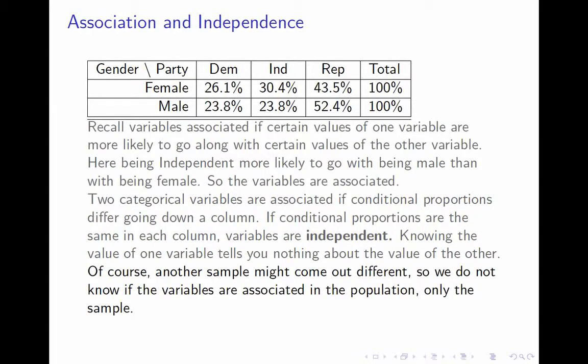This is all about this sample. What we haven't discussed yet, and won't for a while, is whether the relationship we see in this sample is likely to hold in the population. Maybe the next sample we took would have a couple more independent men, a couple fewer independent women, and this effect would disappear. That's a question we'll address later in the semester.